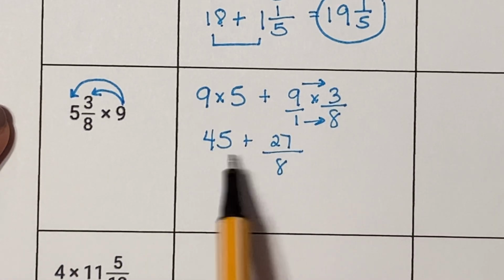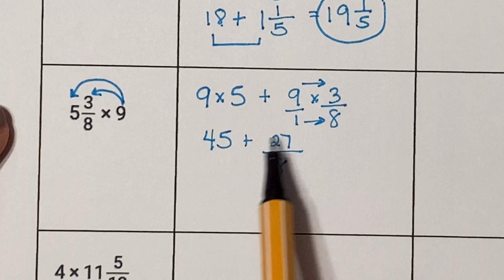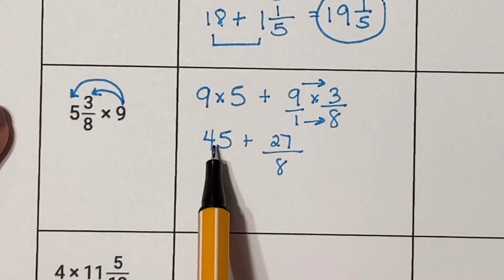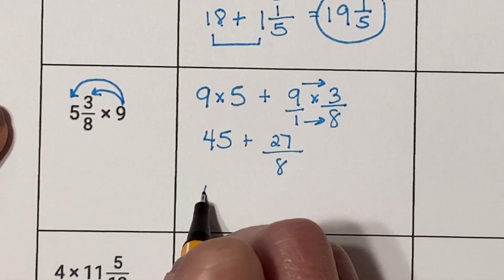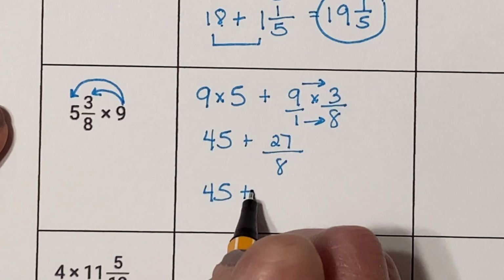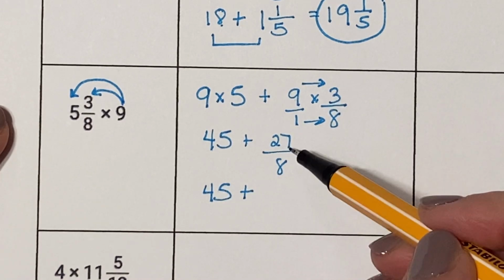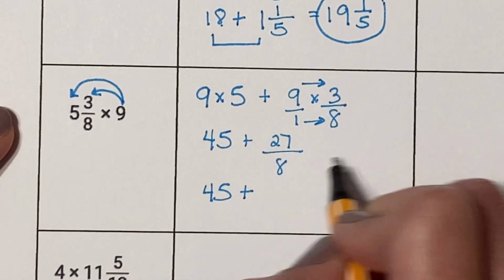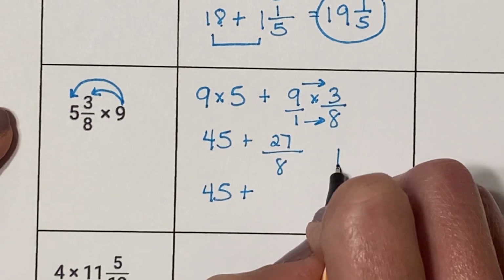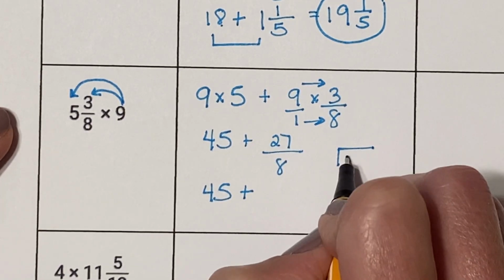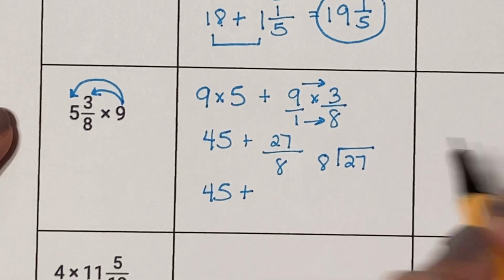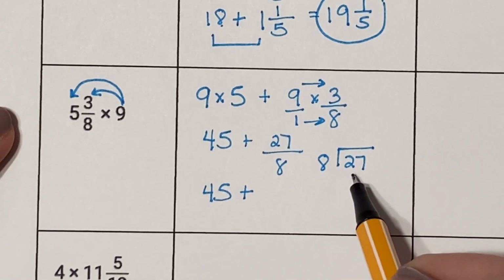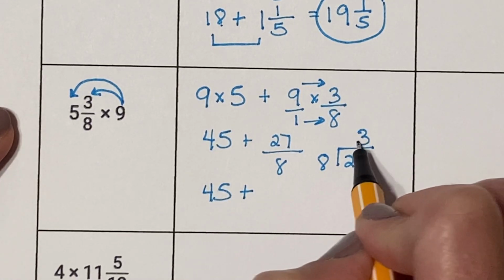Okay, so now I have an improper fraction. I want to change that back into a mixed number so I can add it to that number over there. My 45 still stays the same. How many times does 8 go into 27? You could do this with mental math, or some of you might like to do it using long division. This is 27 divided by 8. How many times does 8 go into 27? It goes in 3 times.